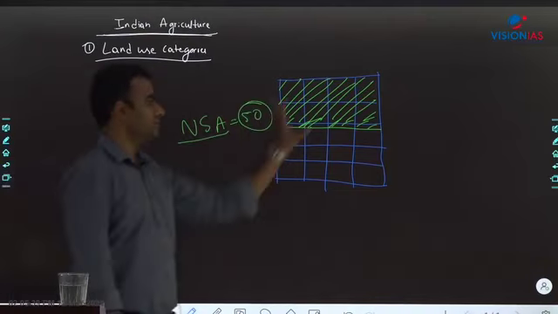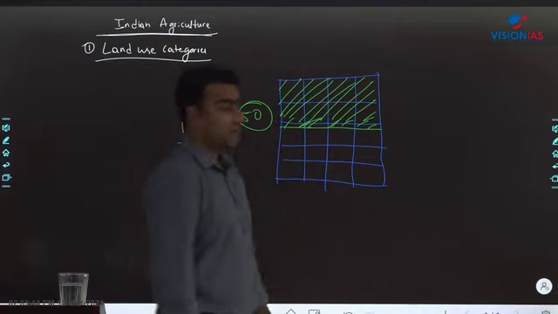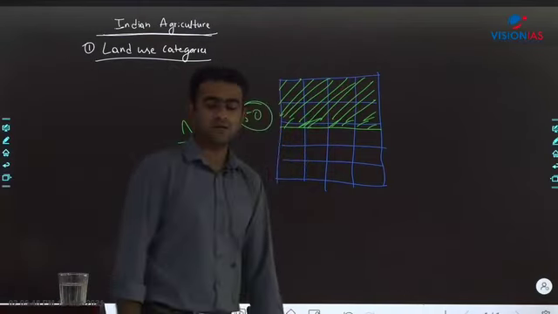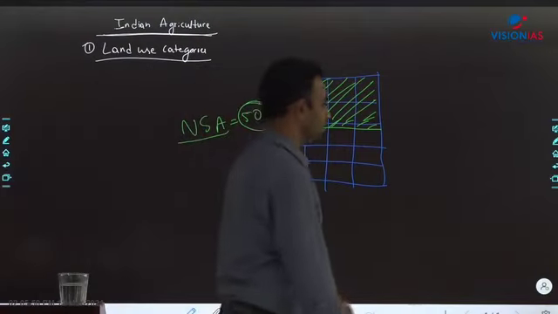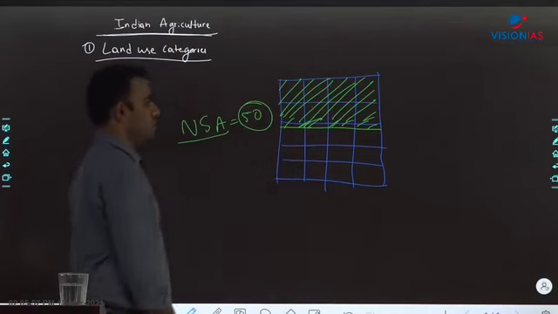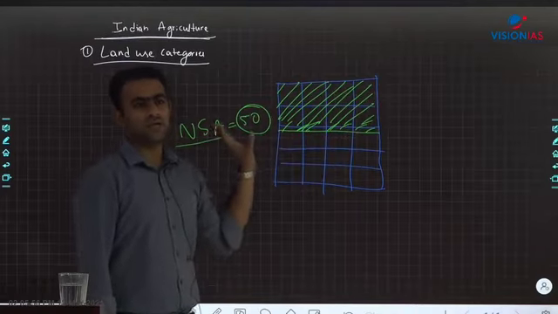Net sown area means I sow at least once in a year. I may do it multiple times. I may do it once in Kharif season, another one in Rabi season, and I can even add a Zaid crop. So multiple times I might be able to do it. But overall I am doing agriculture in this 50 acres. So my net sown area is 50 acres.